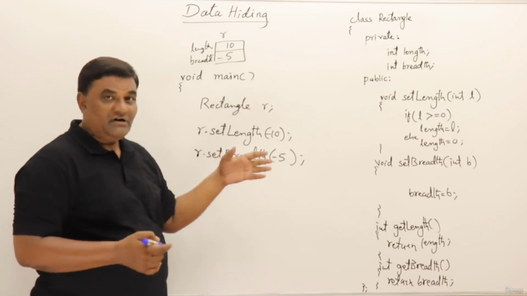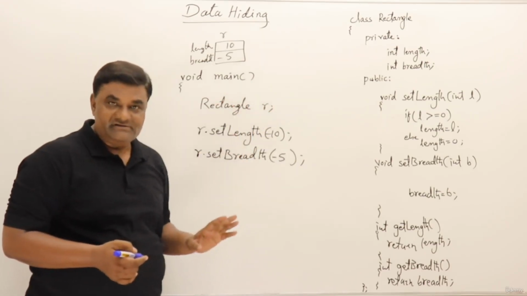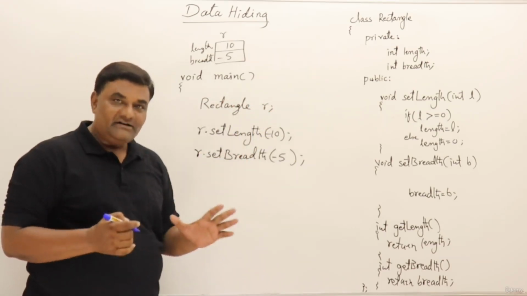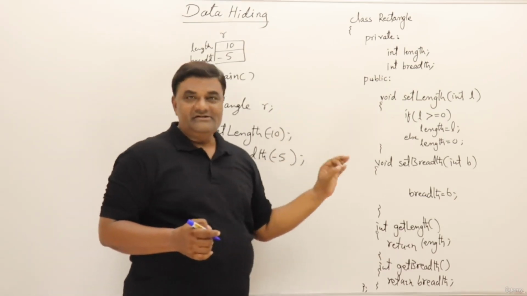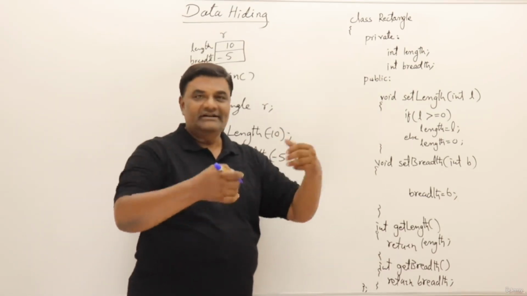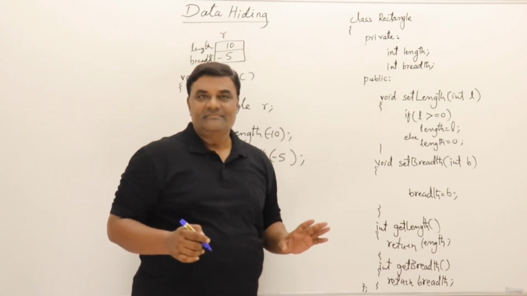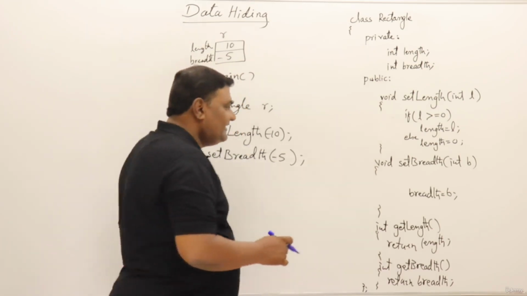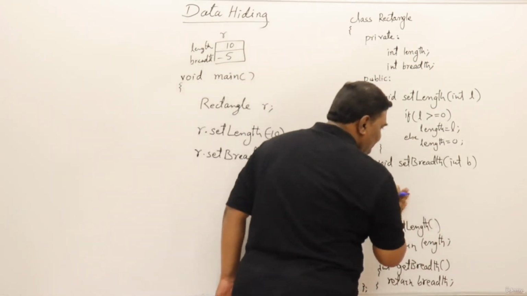So it can inform also. How to do that, I'll show you afterwards. That comes afterwards. But right now it is quietly taking a decision that it's negative, so let us set it as 0. Okay. Then the same way, I can do set breadth also.